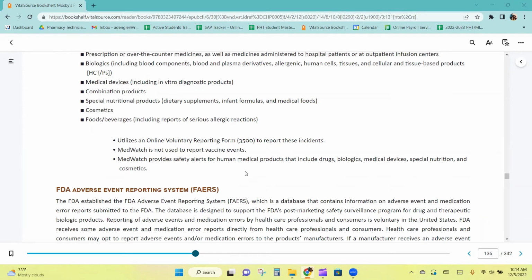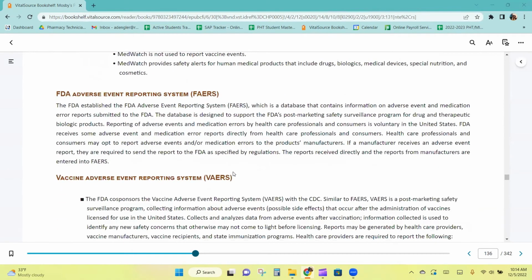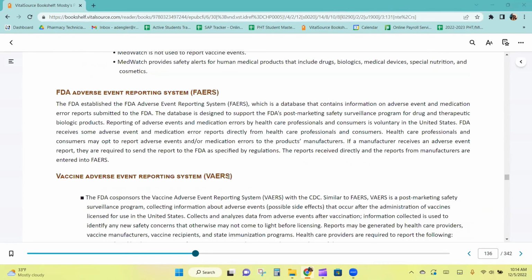MedWatch is not used to report vaccine incidents, and MedWatch provides safety alerts for human medical products that include drugs, biologics, medical devices, special nutrition, and cosmetics. The FDA established the FDA Adverse Event Reporting System, which is a database that contains information on adverse events and medication errors reported to the FDA. The database is designed to support the FDA's post-marketing safety surveillance program for drug and therapeutic biologic products.